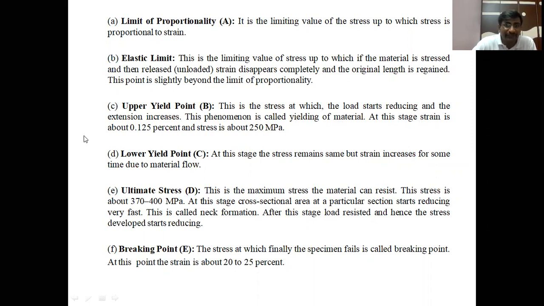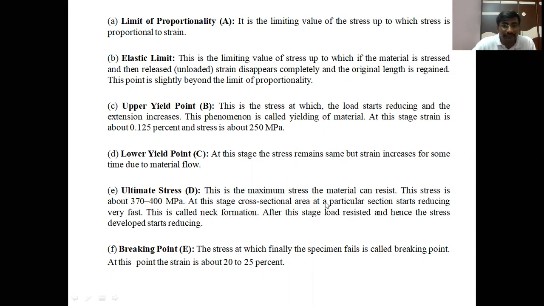At this stage, the strain is about 0.125% and the stress within the mild steel specimen is about 250 megapascals. The lower yield point: at this stage, the stress remains the same, but the strain increases for some time due to material flow. The ultimate stress at point D is the maximum stress the material can resist. The stress is about 370 to 400 megapascals.